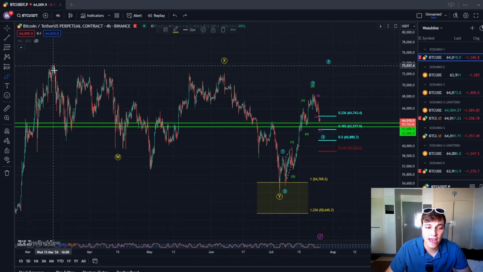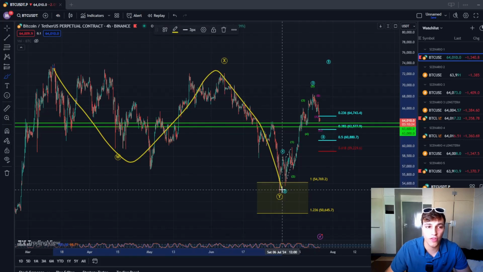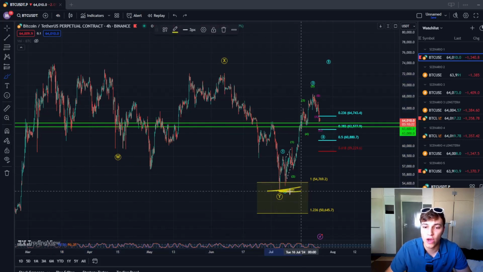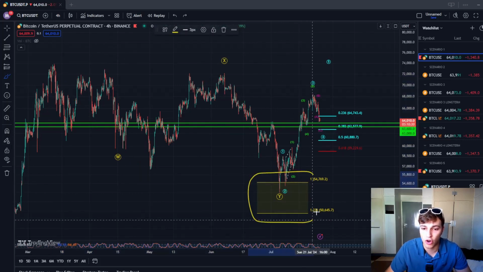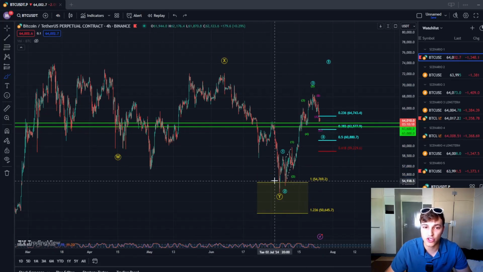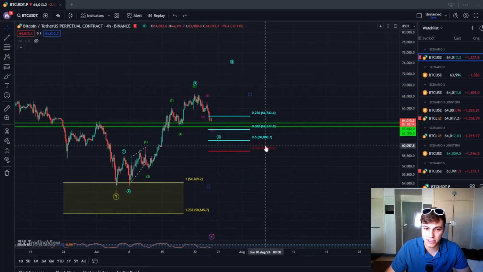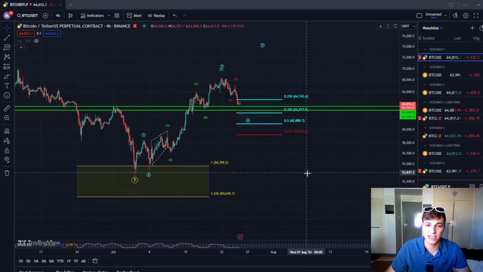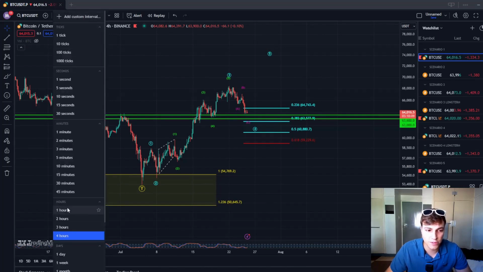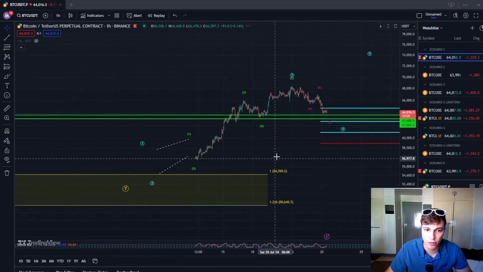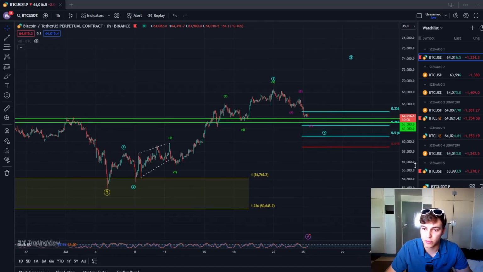We then have a WXY on the higher time frame, and the low has been made, hitting our perfect target box at the 1-to-1 of the W to the X. This means that we should start seeing impulsive structures to the upside. If we go to the 1 hour time frame, we can see these starting to play out.